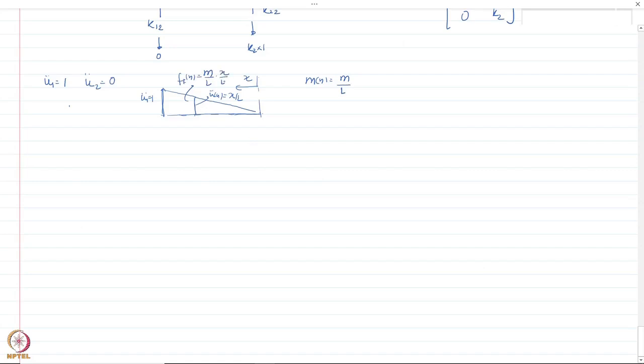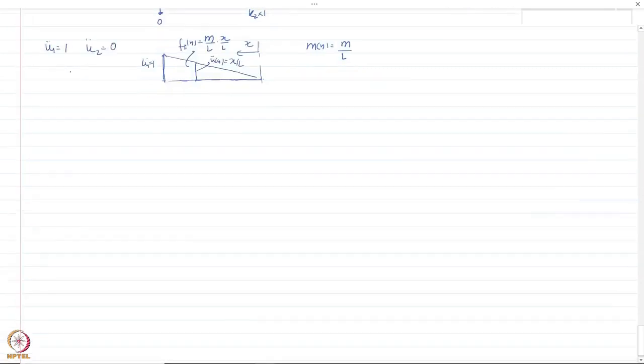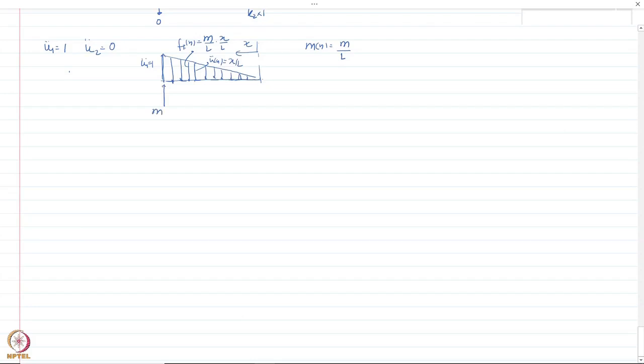So m x by l square. Okay, and now we are going to write down the equilibrium equation for this one. So what will happen, I have inertial forces which are distributed like this, and to maintain the state of acceleration, I need to apply force m1 due to unit acceleration at 1 and then force at degree of freedom 2 due to unit acceleration at 1.